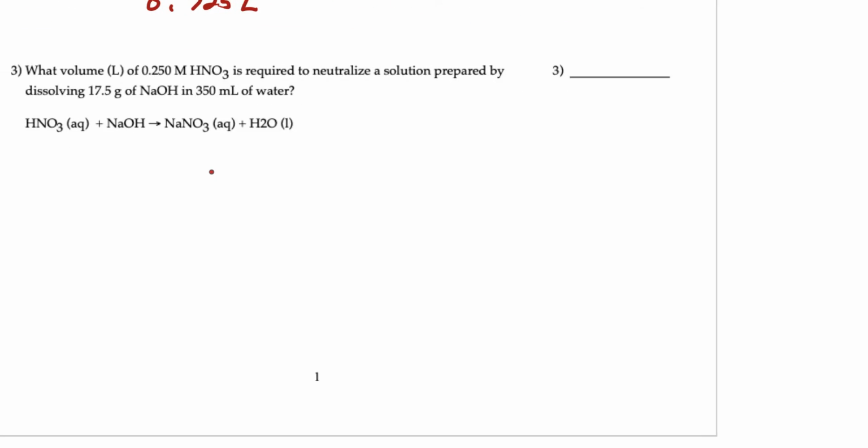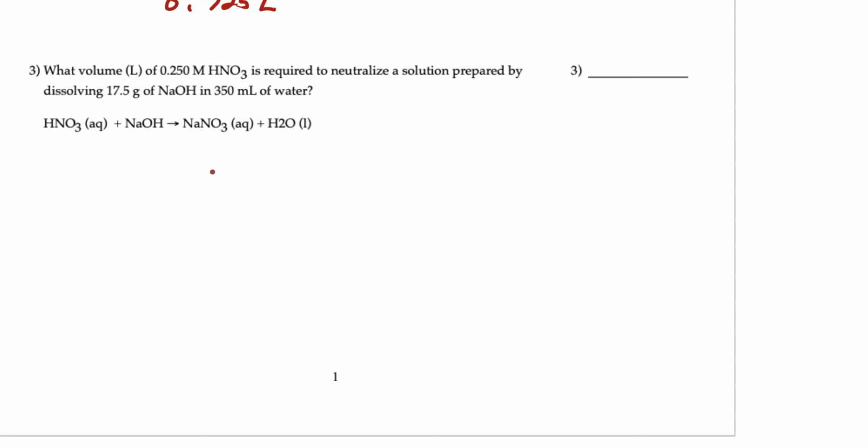Number 3, what volume of 0.25 molar nitric acid is required to neutralize a solution prepared by dissolving 17.5 grams of sodium hydroxide in 350 milliliters of water? So we need to convert the grams of sodium hydroxide into moles, and then we determine the molarity. We have 350 milliliters. That's the same as 0.35 liters.